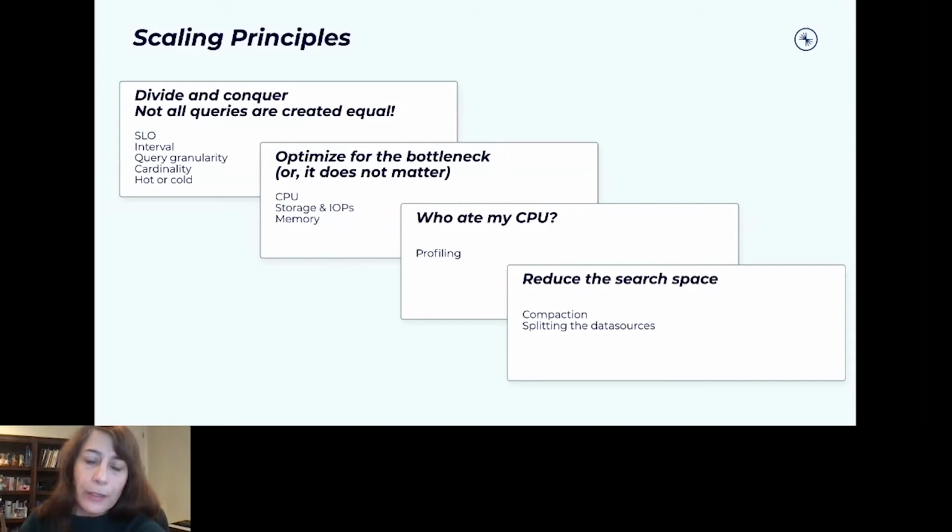The third one, which is more like a finer type of optimization, is that for each service, we can do some profiling, and we can identify which features are more CPU consuming, and then optimize for that part. And the fourth one is that for query latencies, we should reduce the search space. And this is generally done by compaction or splitting the data source. I'll continue discussing some of the optimizations that we did under each of these categories.